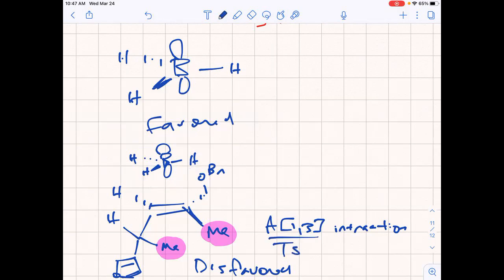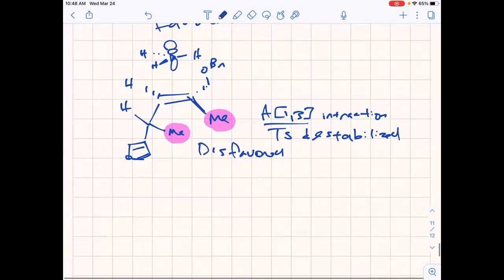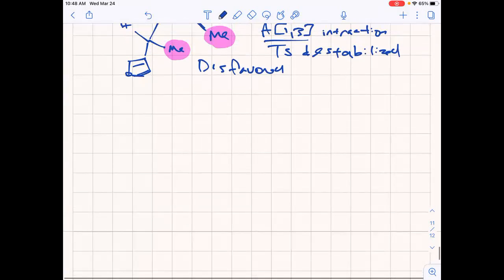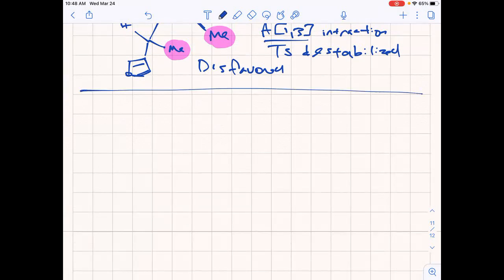That's really a hugely destabilizing interaction, and that's how most of your reactions are going to be governed, especially if it's a competitive process. You're going to have some destabilizing factor in one of your transition states that's going to cause the other transition state to be favored. As far as the A12 interaction is concerned, let's look at an example of that, and then I think we can wrap up this section and move on to another section.